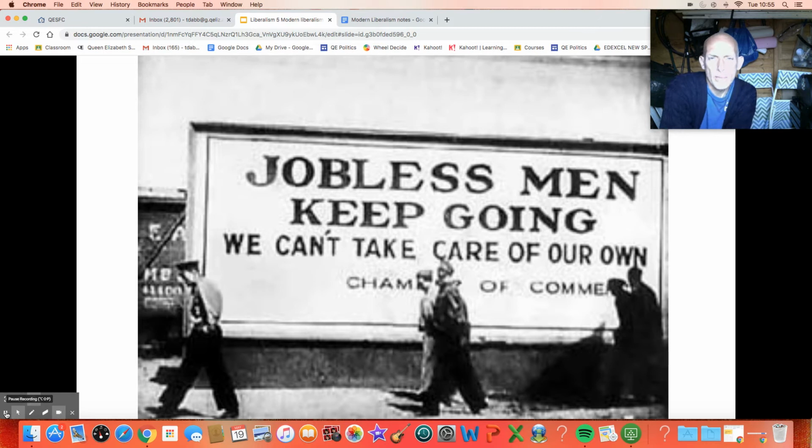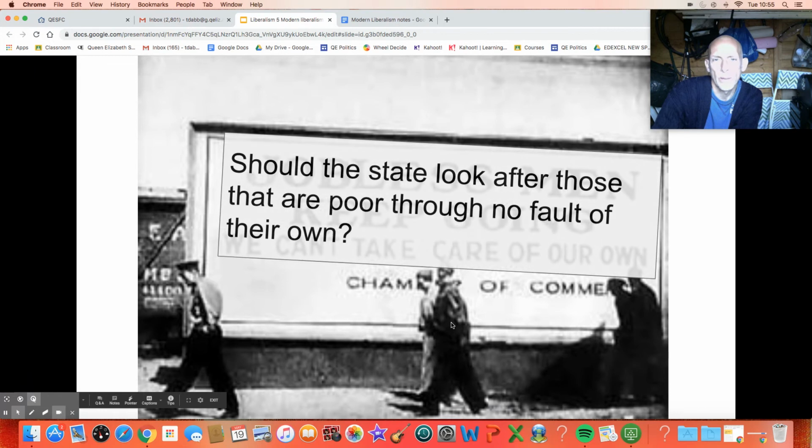So that disagreement is nowhere more present than when it comes to what should the state do. We know already, don't we, that classical liberals think that the government is a necessary evil, that Locke says that the only thing that government should do is protect the rights of property. Jefferson, that the government that governs least is the government which governs best. But modern liberals completely disagree, because this question that we've got, should the state look after those who are poor through no fault of their own?